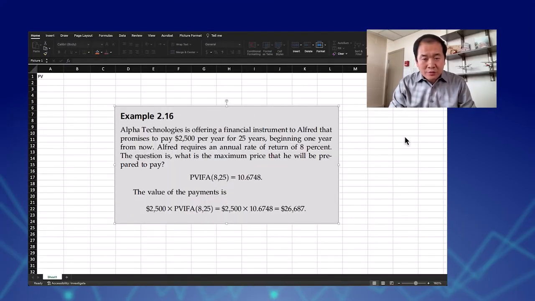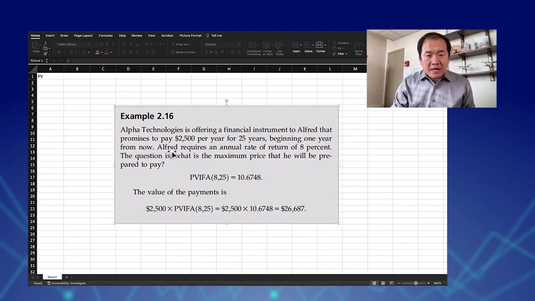In this session, we're going to demonstrate the process of calculating the present value of an annuity. So we have an example here, and it's also provided on the slides. Assume there's a company, Alpha Technology, offering a financial instrument to Alfred that promises to pay $2,500 per year for the next 25 years, beginning 1 year from now, so the first payment will be made at the end of year 1.